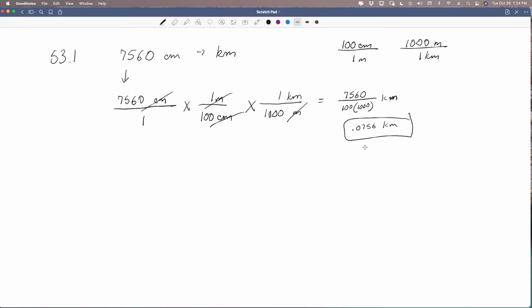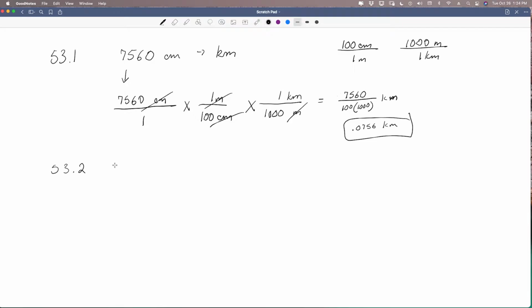What if we need to go from metric to English units? Well, we have one point of reference that does that for us. And let's do that in 53.2. Actually, let's do one more metric.